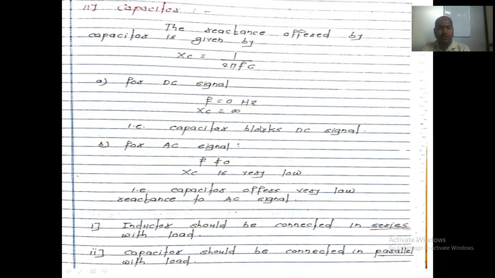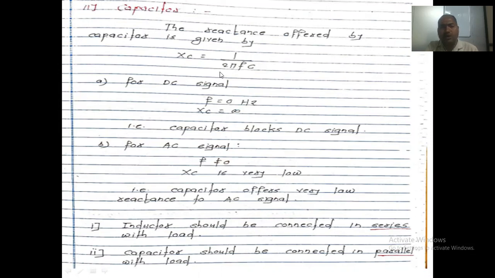Sorry, we are discussing the DC signal, right? So when we are applying the DC signal to the capacitor, what happens? The DC signal has 0 frequency. See, the DC signal has 0 frequency. So whatever Xc output is coming, that is infinite.